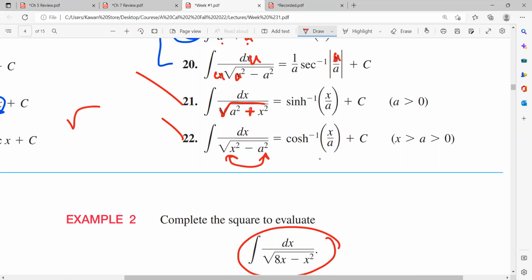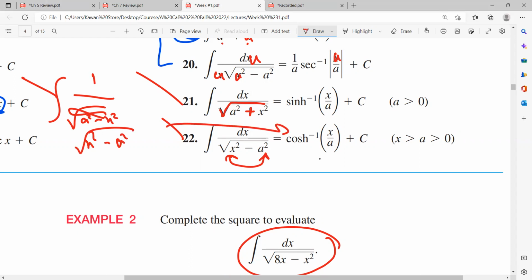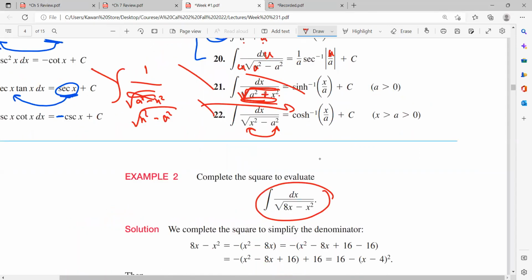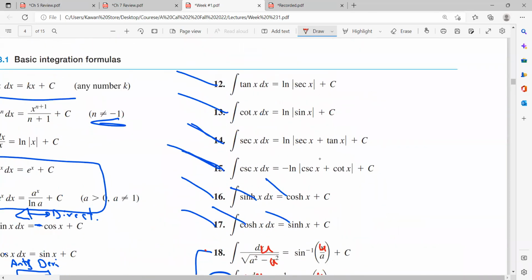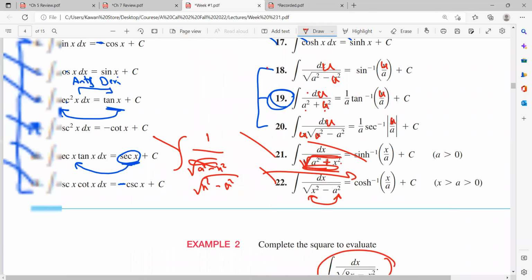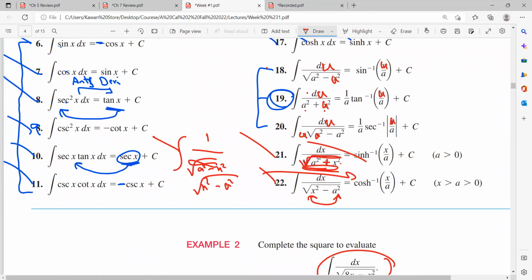Before, if I have a squared minus x squared, I say sine inverse. But if I change that one to x squared minus a squared, I say it is cosh inverse. And if I have a square root and positive, 100% it is sinh inverse. These formulas are very, very important for us, and we need them. Do you have any question about this table?